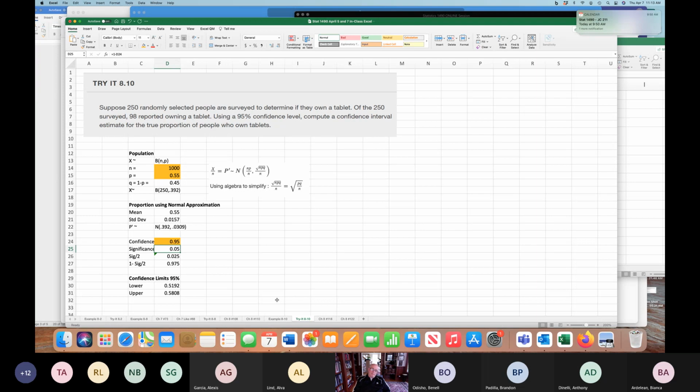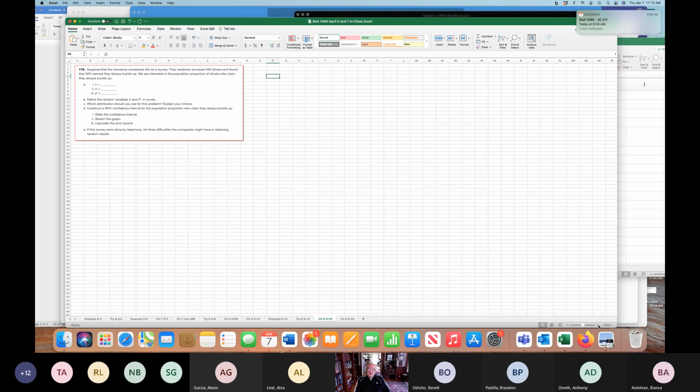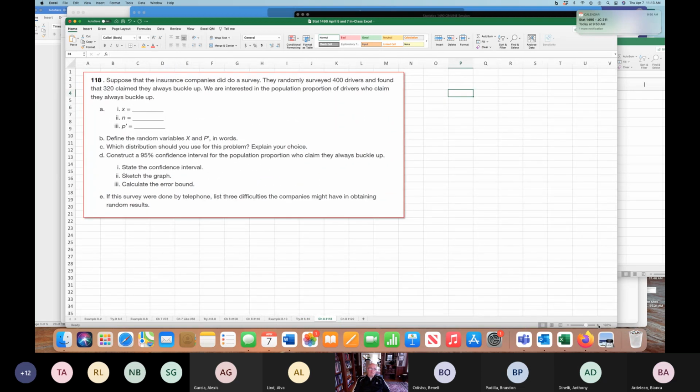Any questions on this? Can you now do these problems? I don't know. What's n? What's the sample size? 320 or 400? 400. X is the number of people that buckle up, it's a random variable. Does a person buckle up or not? And we surveyed 400 drivers. What's the point estimate of the proportion? It would be 320 divided by 400. That would give me a proportion, right?